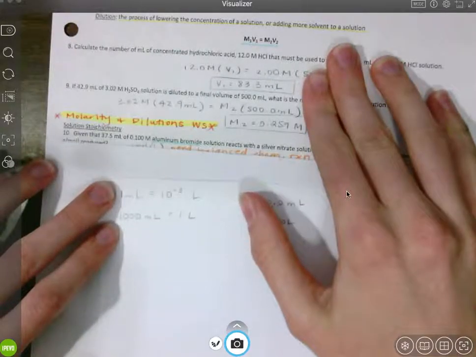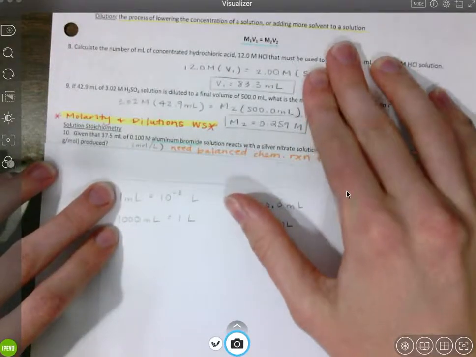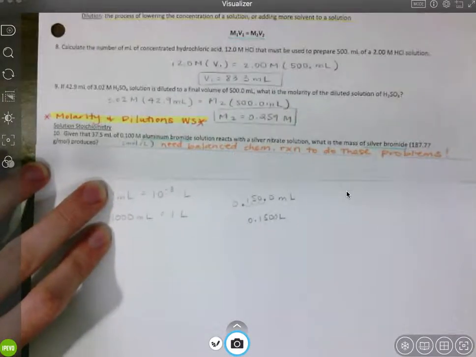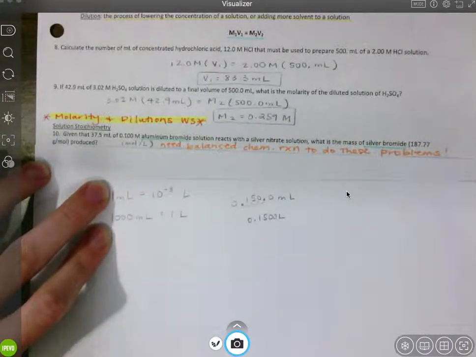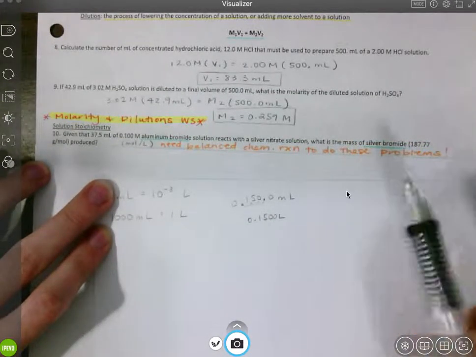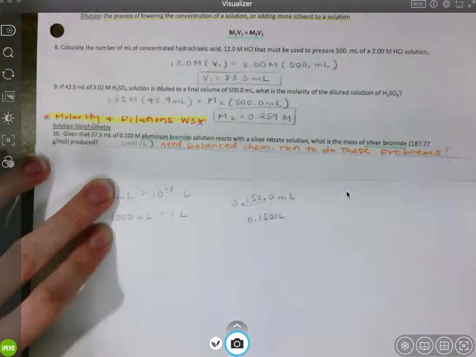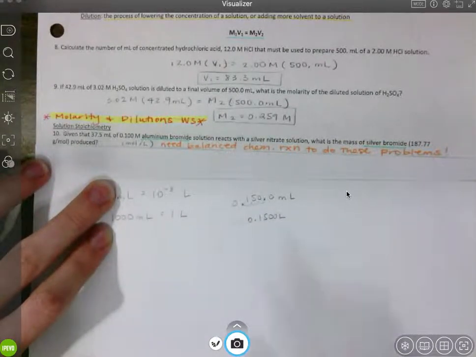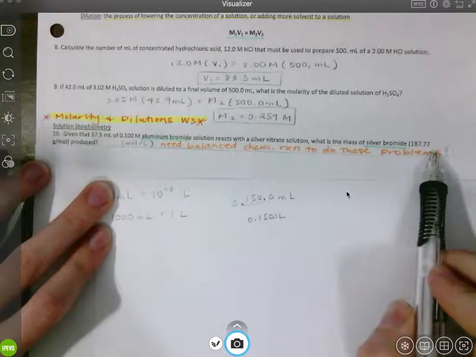So these problems are typically a little bit longer, and they require a balanced chemical equation to solve. So we absolutely need a balanced chemical equation. Okay, so let's read example number 10. Given that 37.5 milliliters of 0.10 molar aluminum bromide solution reacts with a silver nitrate solution, what is the mass of silver bromide produced? And we're given the molar mass of silver bromide.